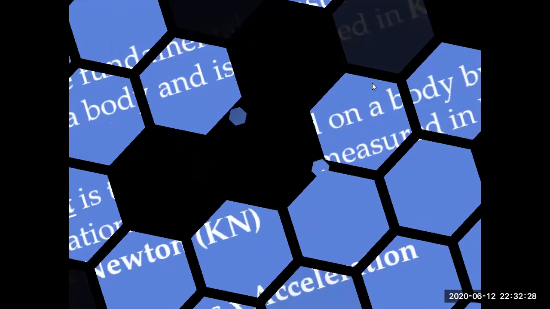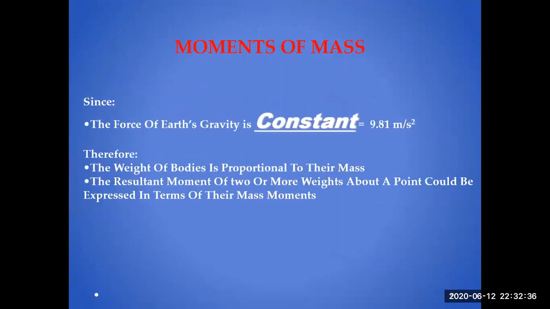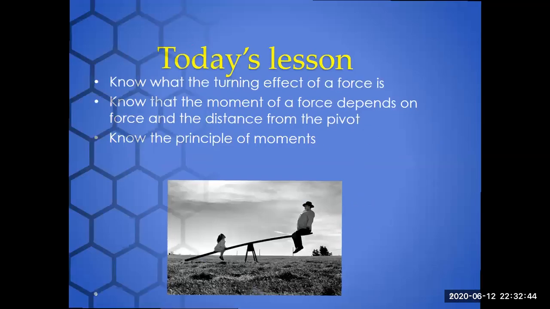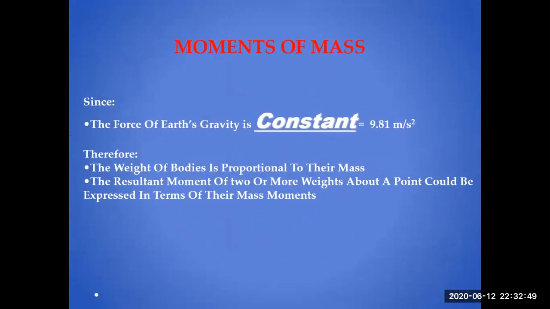So let's start the next topic, that is moments of mass. The moment of mass is the force of gravity. Earth's gravity is constant, that is 9.8 meter per second squared, and its value varies whenever you move upward. We have discussed this topic in our previous class: if you take small intervals, small heights, the value of g remains constant.